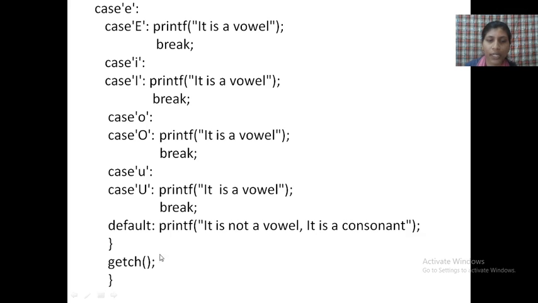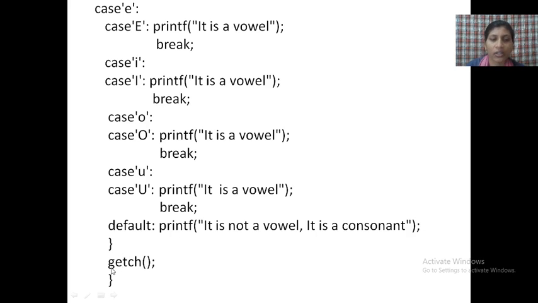See here, default, printf, it is not a vowel, it is a consonant, because in the English language there are only 5 vowels. If you entered any of these 5 vowels, it will display the message, it is a vowel. If you entered any other character, meaning any consonant, it will display the message, it is not a vowel, it is a consonant. This message is displayed on the monitor screen and this is the output of your program. Your execution of the C program stops here.